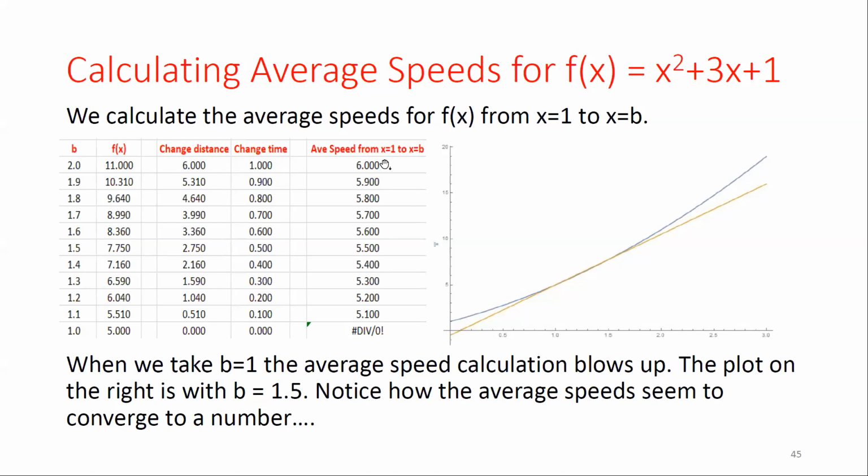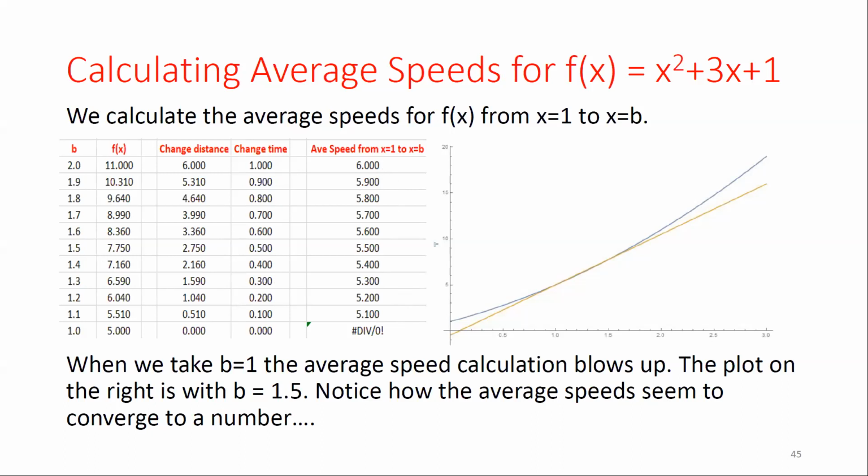When we go from 1 to 2, the average speed is 6. From 1 to 1.9, the average speed was 5.9, then 5.8, down to 5.1. And now, wait, something's going wrong when I take b equals 1.